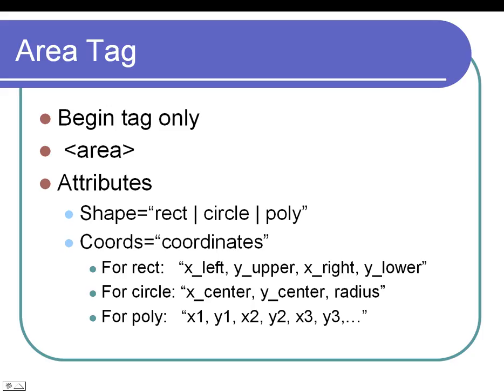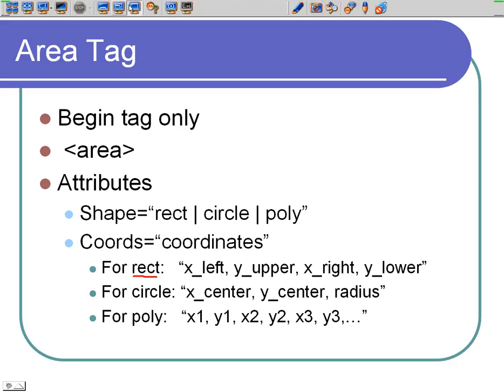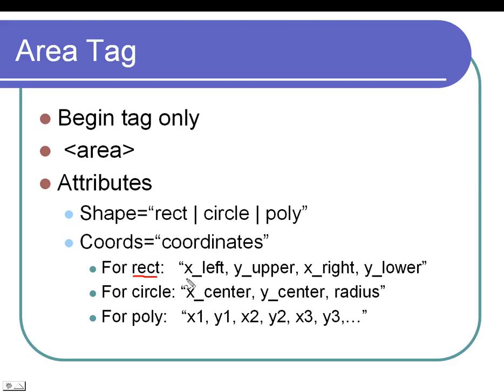Now, the area tags have only a begin and then a lot of attributes tucked inside of each area tag. So, to take a look at this, we have three different types of areas. For example, we have the rectangle, R-E-C-T. And with the rectangle, we must specify an upper point, both X and Y coordinates, upper left corner, and the lower right corner, both X and Y coordinates. And that specifies our rectangle.